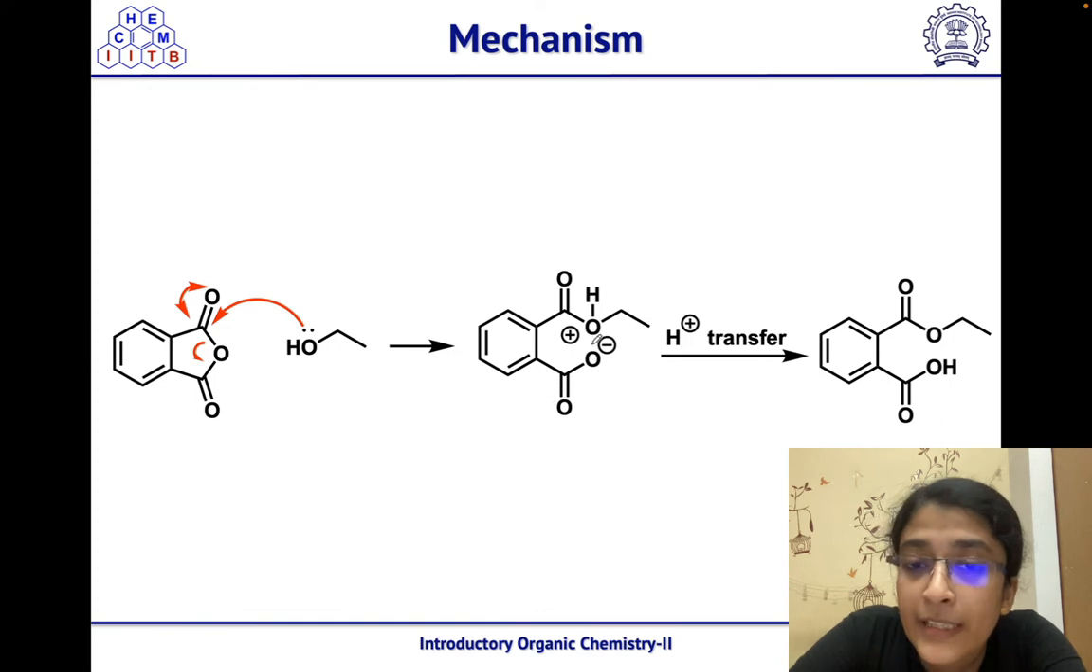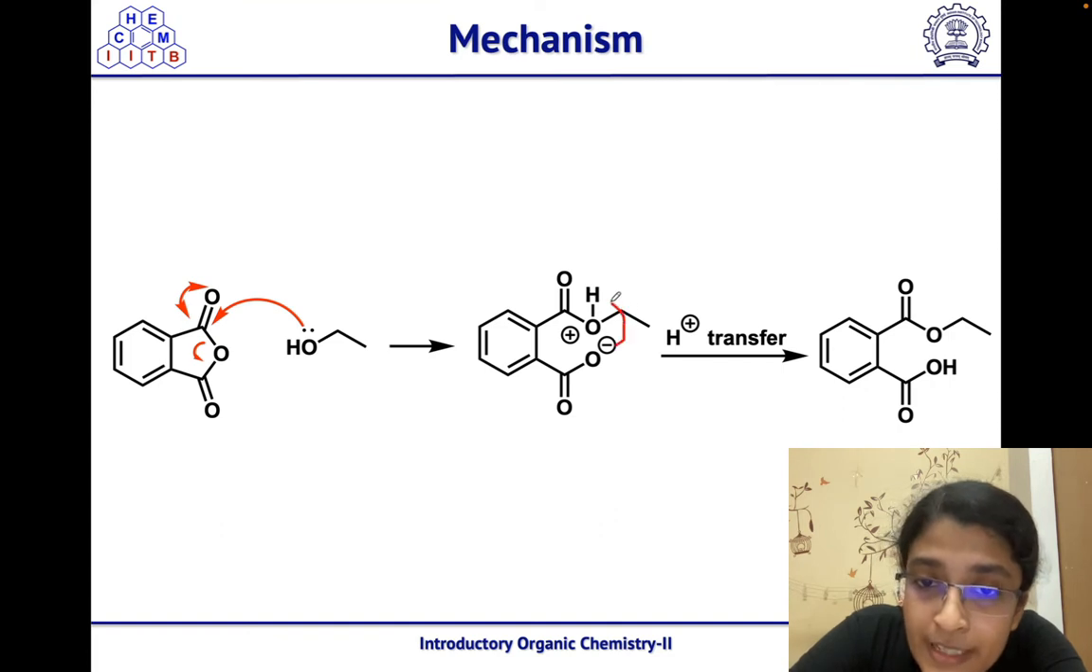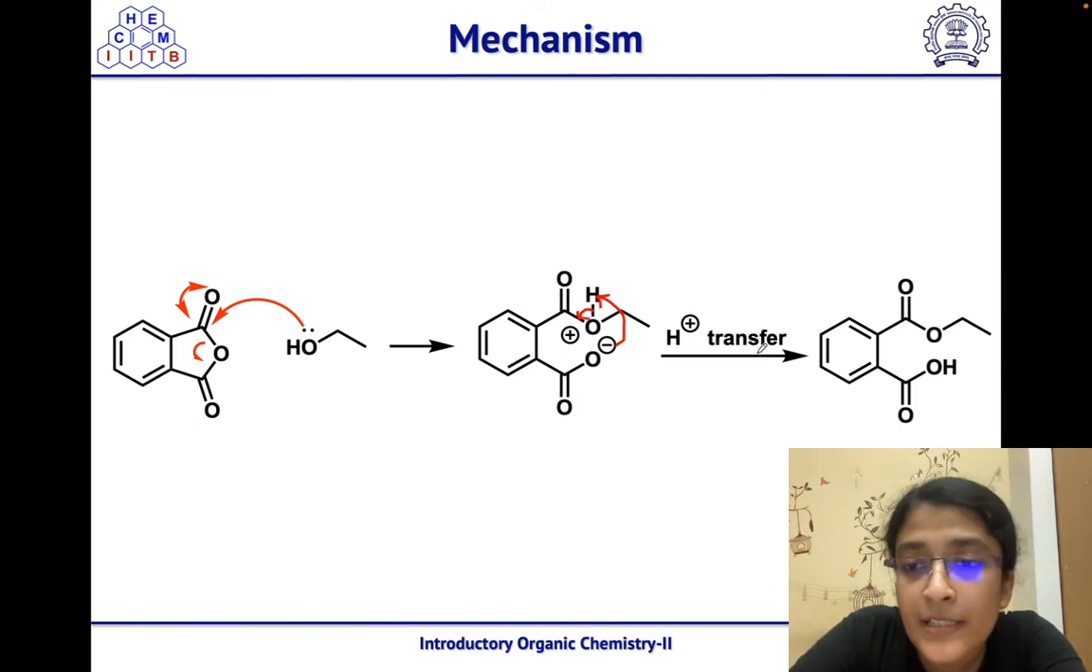Yes, ma'am. Then proton transfer can take place. Here this oxygen has a positive charge, and this oxygen has a negative charge. This oxygen will abstract a proton from this positively charged oxygen and neutralize it. That is how proton transfer takes place here, and it leads to formation of this product.